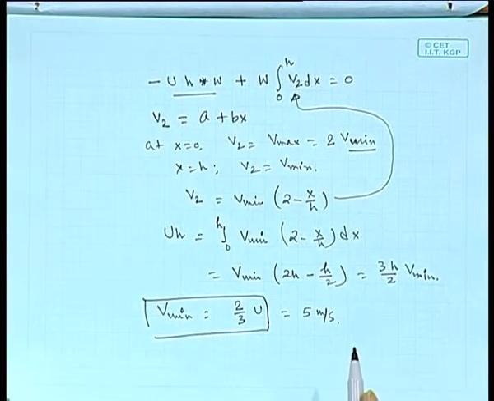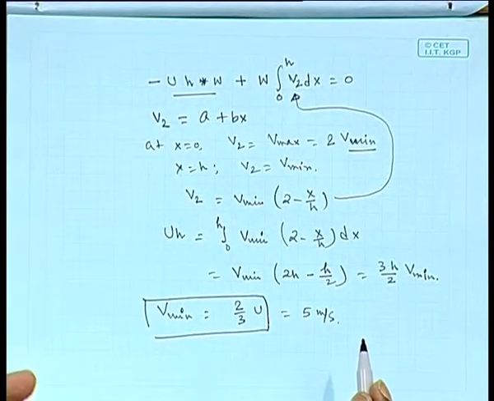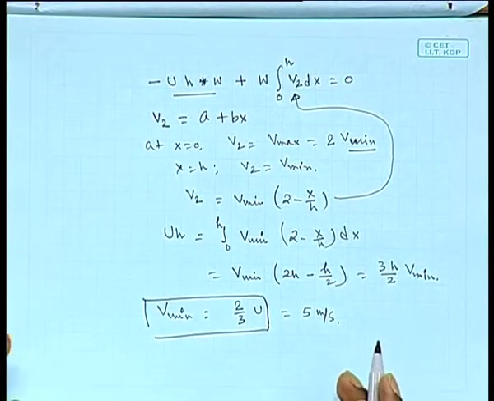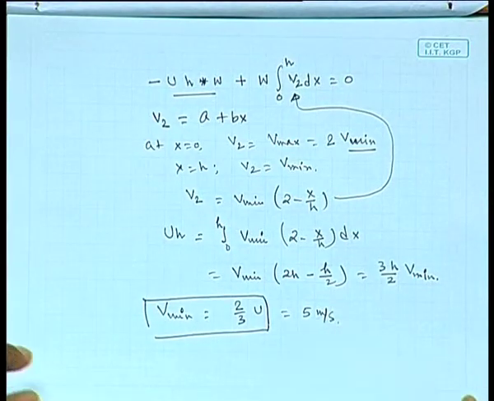Similarly, there is one more problem in the exercise where he has given some other type of cosine profile at the exit. It will be the same thing: whatever the profile, you have to integrate across the thickness, and the approach remains the same.